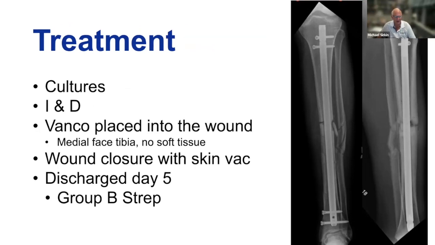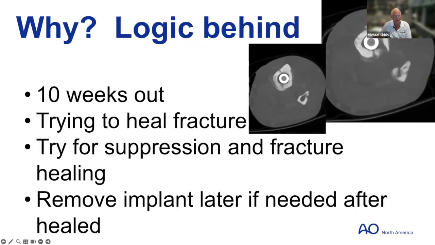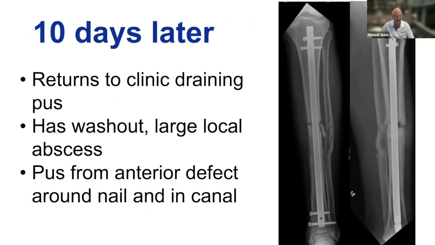So I elected, and I'll show you why, cultures, I&D, Vanco placed into the wound because it was on the medial face of the tibia, no soft tissue, wound closure with skin VAC, and he was discharged day 5 with group B strep. The logic for me at this point was he's 10 weeks out and he's trying to heal the fracture. And you can see the callus that's around his fracture site. He's actually really trying to heal this. And so trying for suppression and fracture healing seems like a good idea to me, and remove the implant later if needed after healed. But 10 days later, he comes back with the same symptoms.